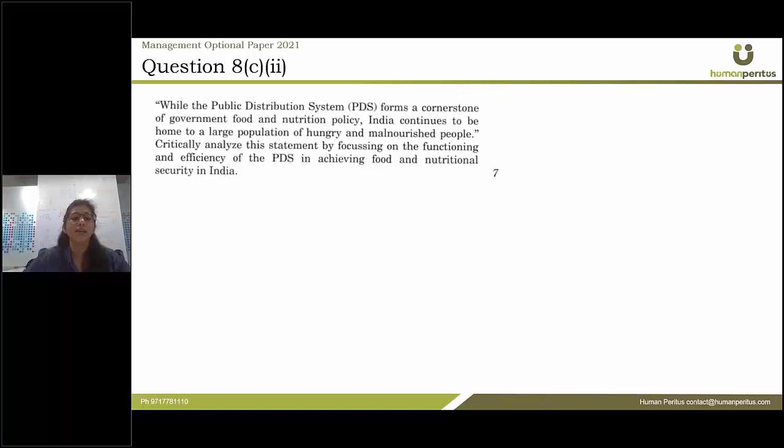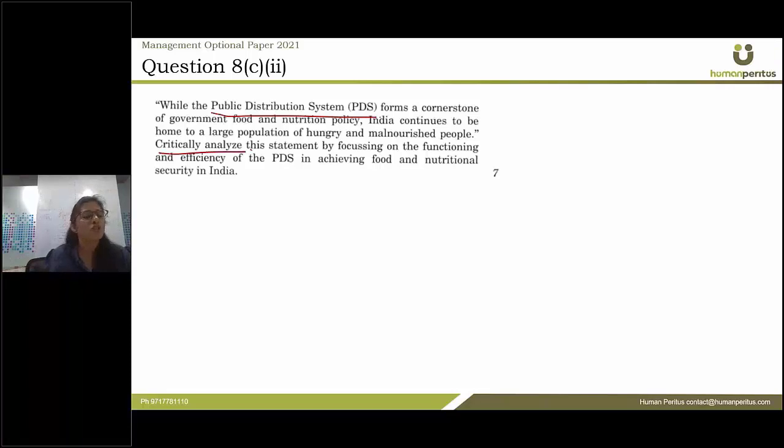Now let us understand the next question. It is: while the public distribution system forms a cornerstone of government food and nutrition policy, India continues to be home to a large population of hungry and malnourished people. Critically analyze this statement by focusing on the functioning and efficiency of the PDS in achieving food and nutrition security in India. It talks about the PDS system also.